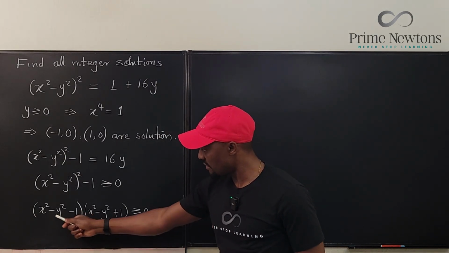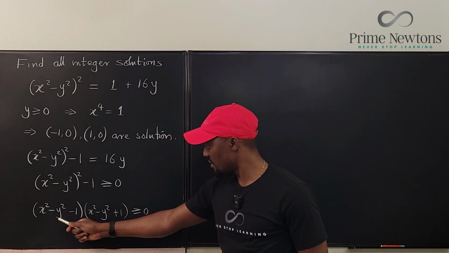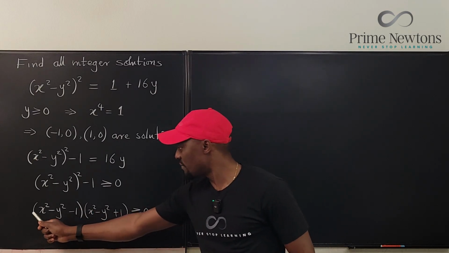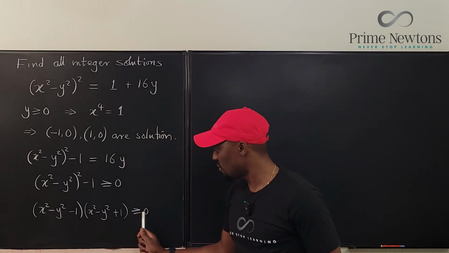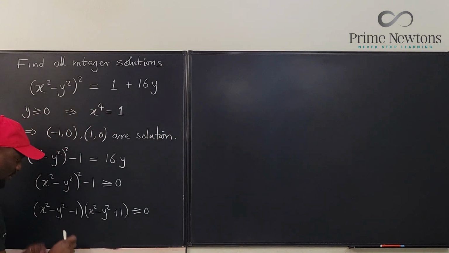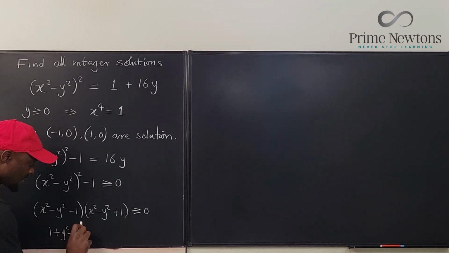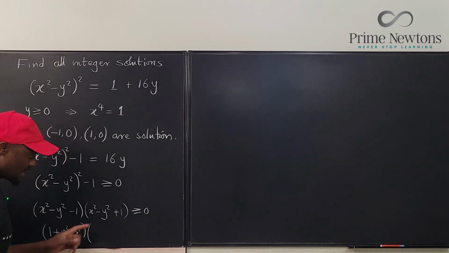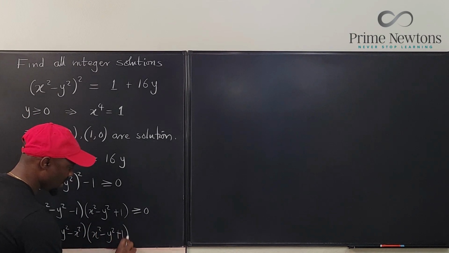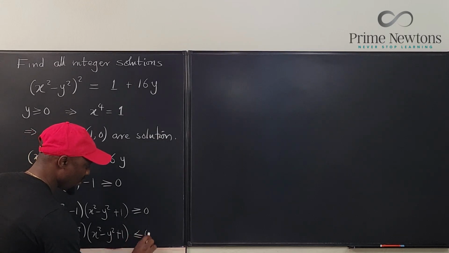Let me change the sign of this one. Okay? Or this one, it doesn't matter. Let me change the sign of this one. So if I multiply this by -1, multiply this by -1, all the signs will switch here. It's going to become 1 plus y squared minus x squared times, this is going to stay the same, x squared minus y squared plus 1 is now less than or equal to 0.